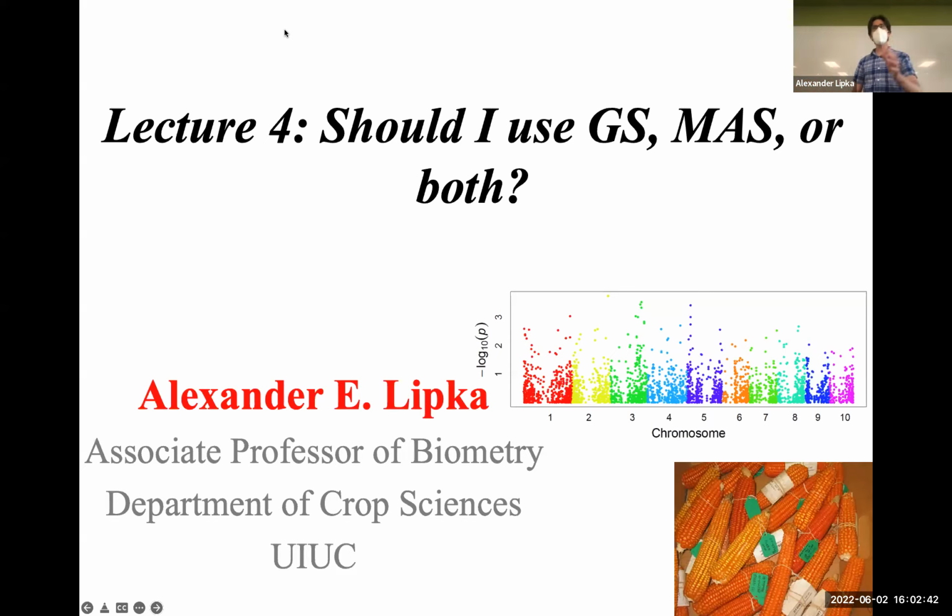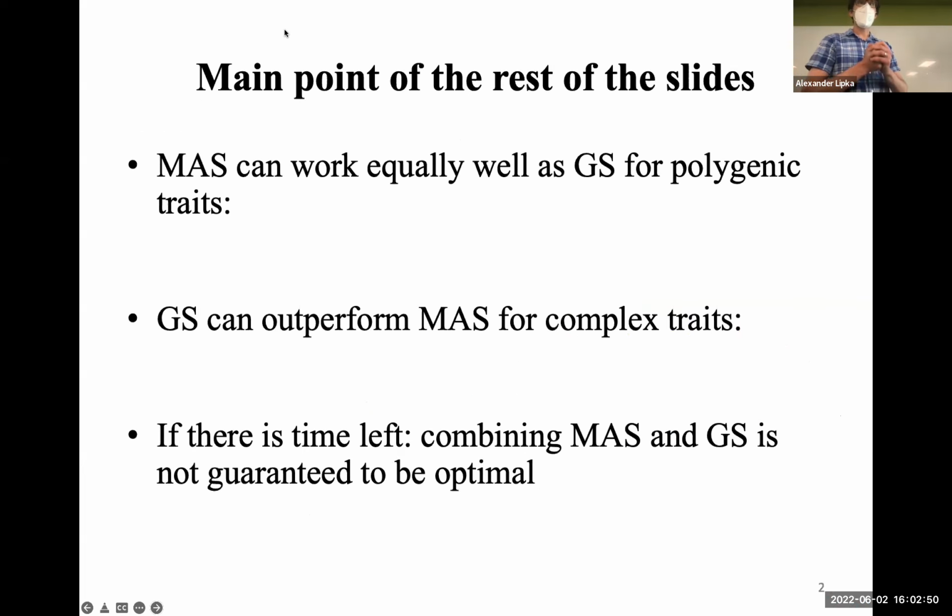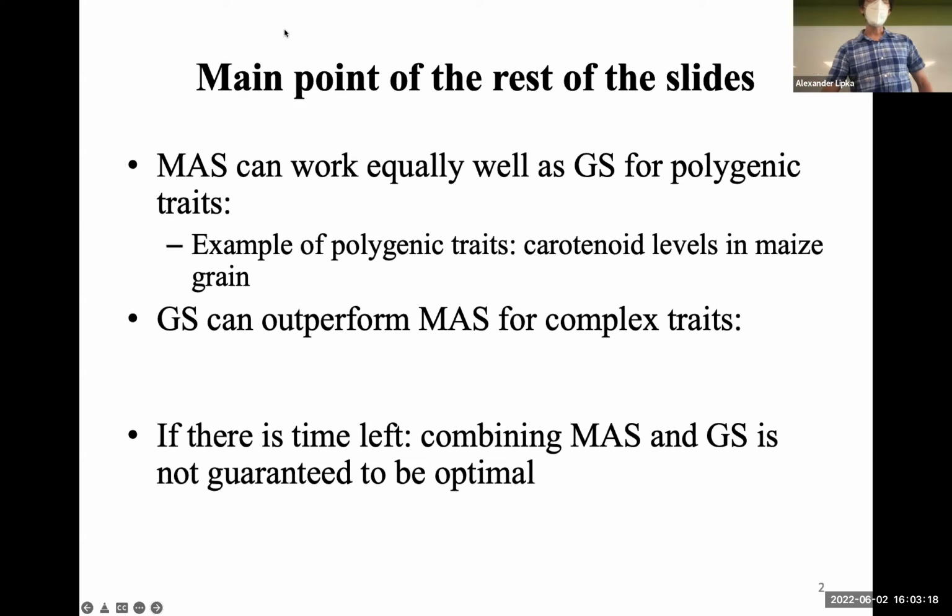Okay, should I use genomic selection, marker-assisted selection, or both? I'm going to begin this last lecture with the take-home messages. It depends on the trait that you're looking at, on whether you should use marker-assisted selection, genomic selection, or a combination of both. There is no guaranteed optimal choice, but a safe bet is to use genomic selection, in my opinion.